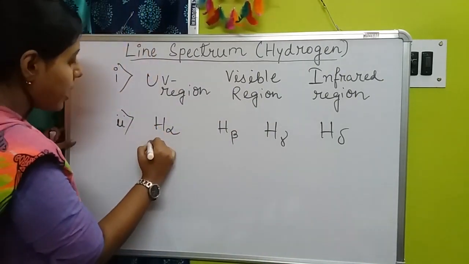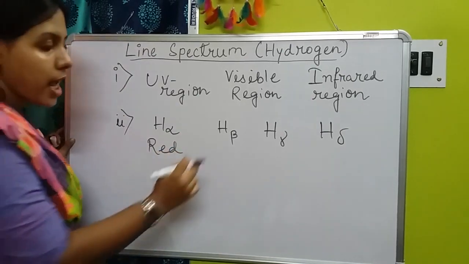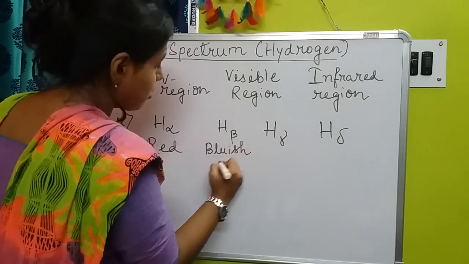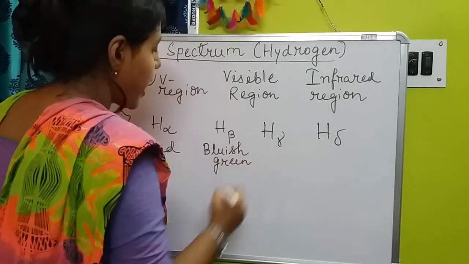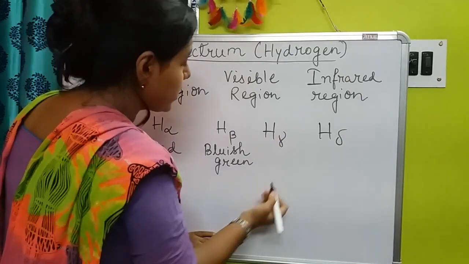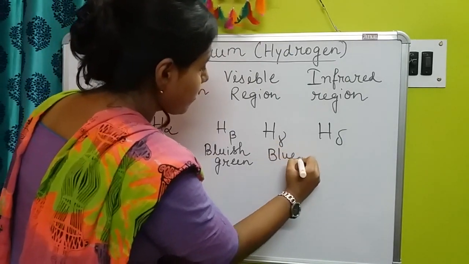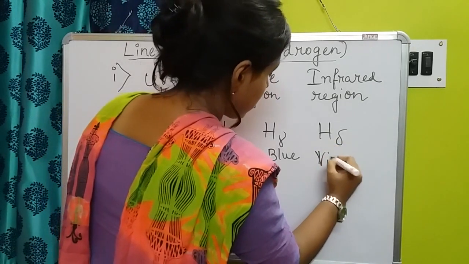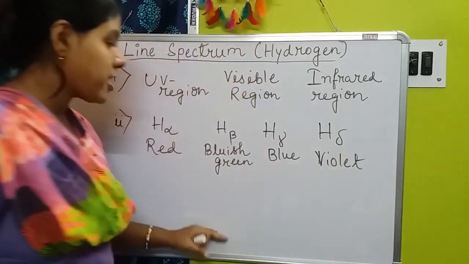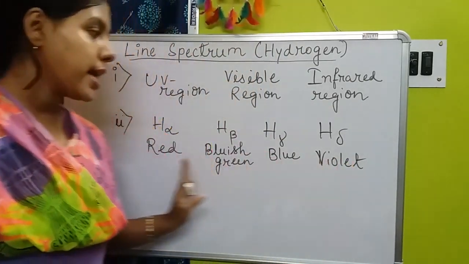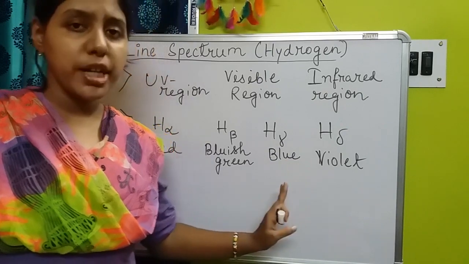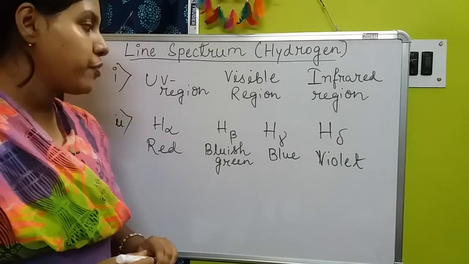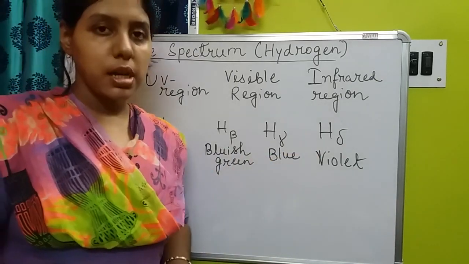H alpha has the color red. H beta has the color bluish green. H gamma has the color blue, and H delta has the color violet. That means these 4 colored lights, in the order of VIBGYOR, are violet, blue, bluish green and then red. So Balmer first observed these 4 lines.